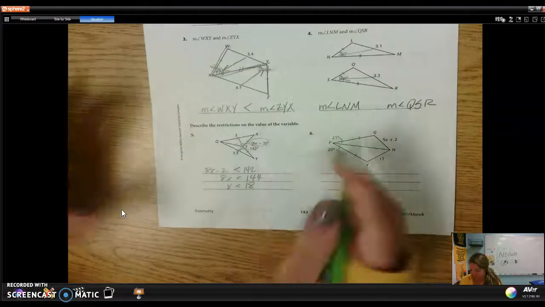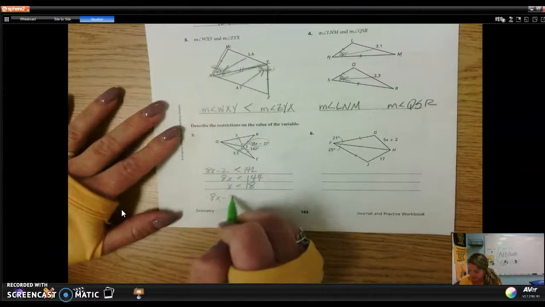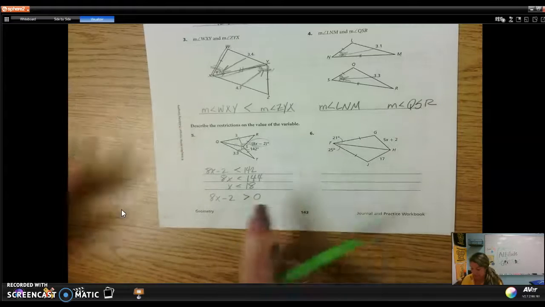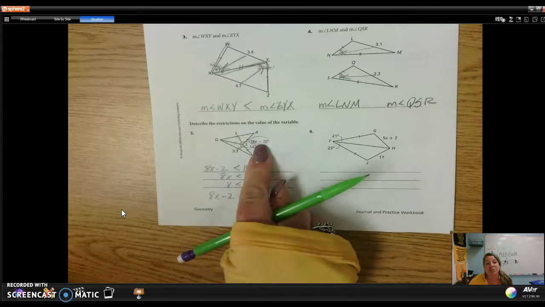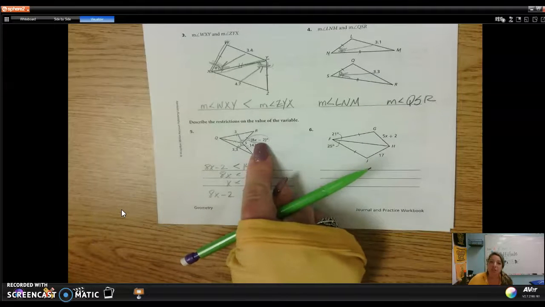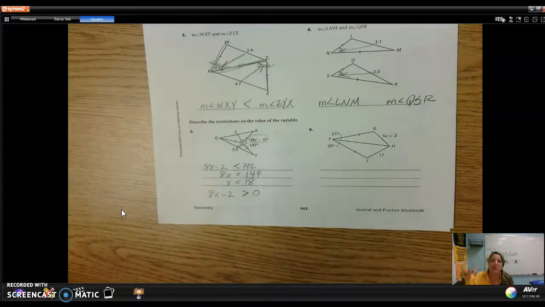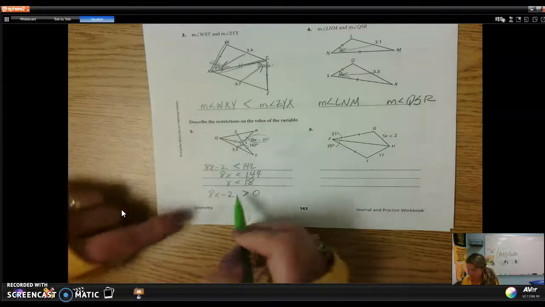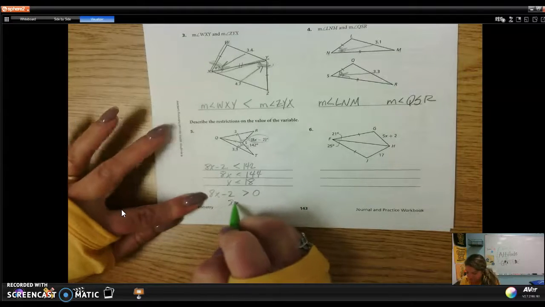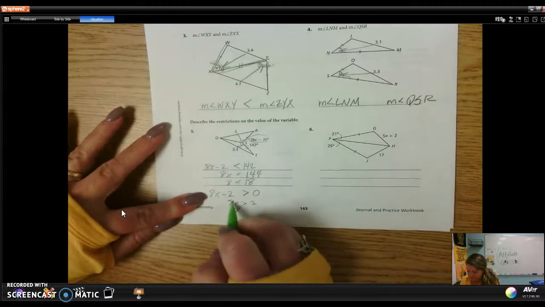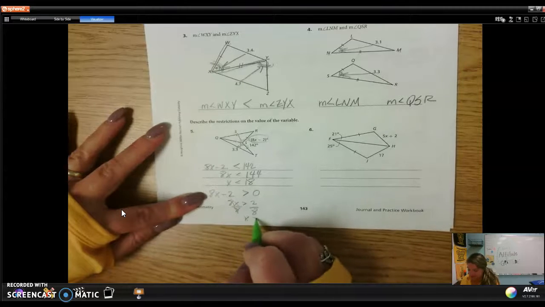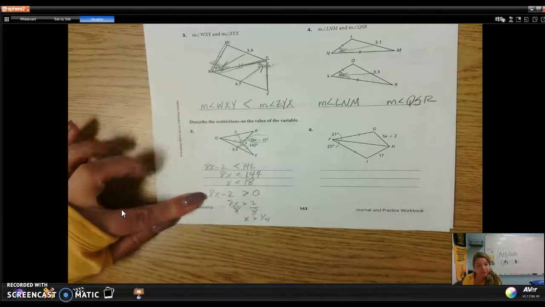And so that expression needs to be bigger than 0. Because if that angle is 0 degrees, guess what? The door is shut on the hinge, right? There's no opening, so it's got to be bigger than 0. So I'm going to add 2, divide by 8, and I'm going to get 2/8 or 1/4.